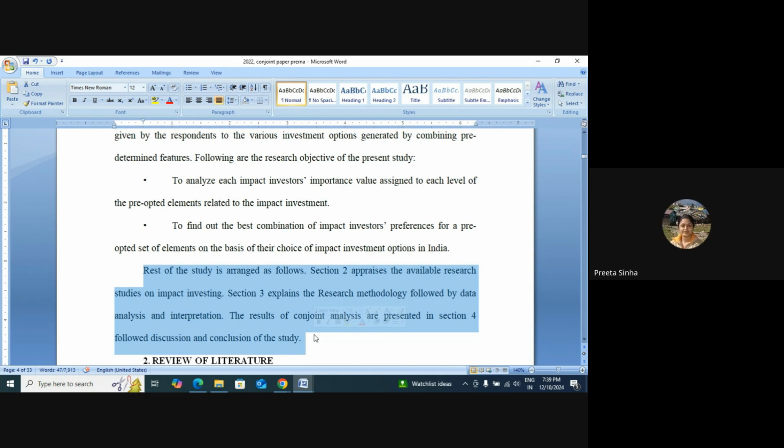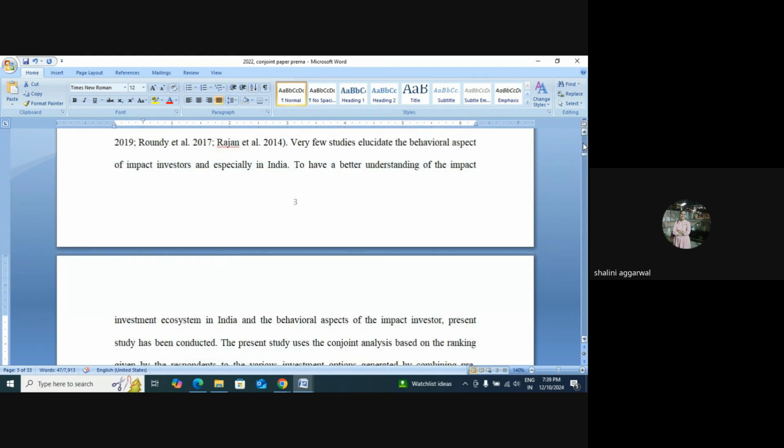So, ma'am, in the introduction itself, the research gap as well as the objective is written, isn't it, ma'am? Yes. आजकल ऐसे ही होता है. This is the trend that we have to write it over here only.